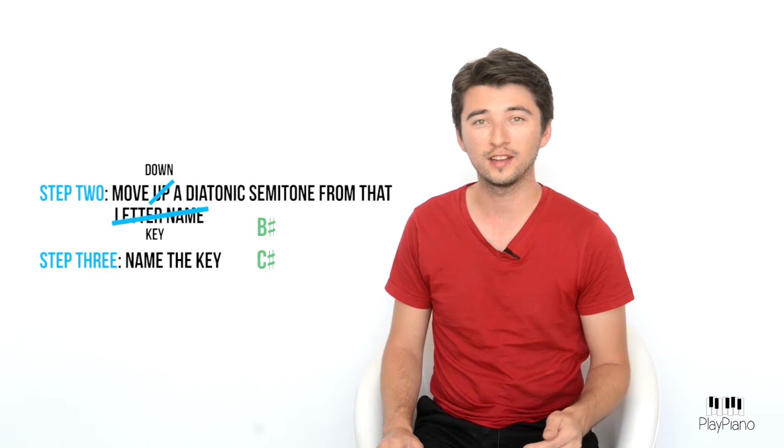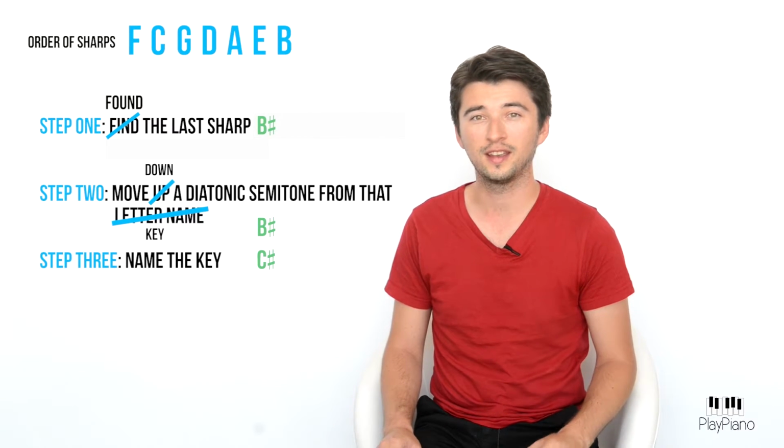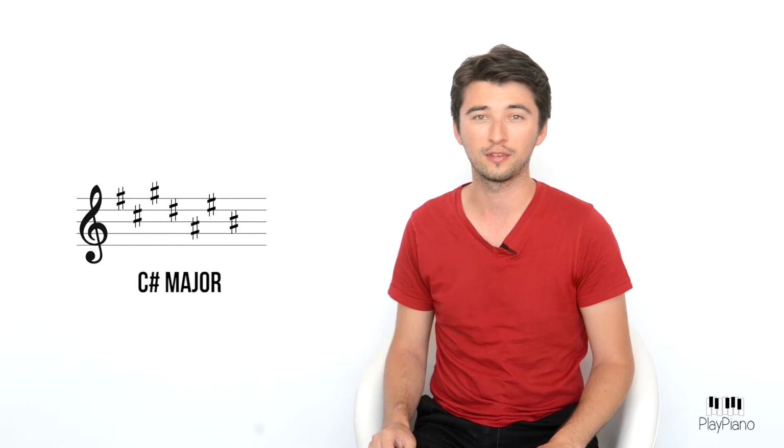Okay, now step 1 would tell us that B sharp is the last sharp. If we look at our order of sharps, it is clear that B sharp is the 7th sharp. Therefore, C sharp major has 7 sharps.